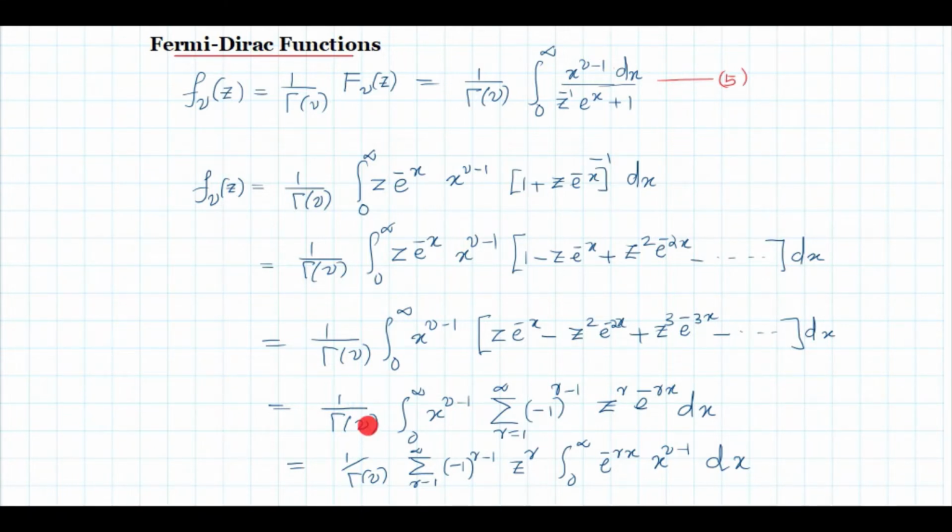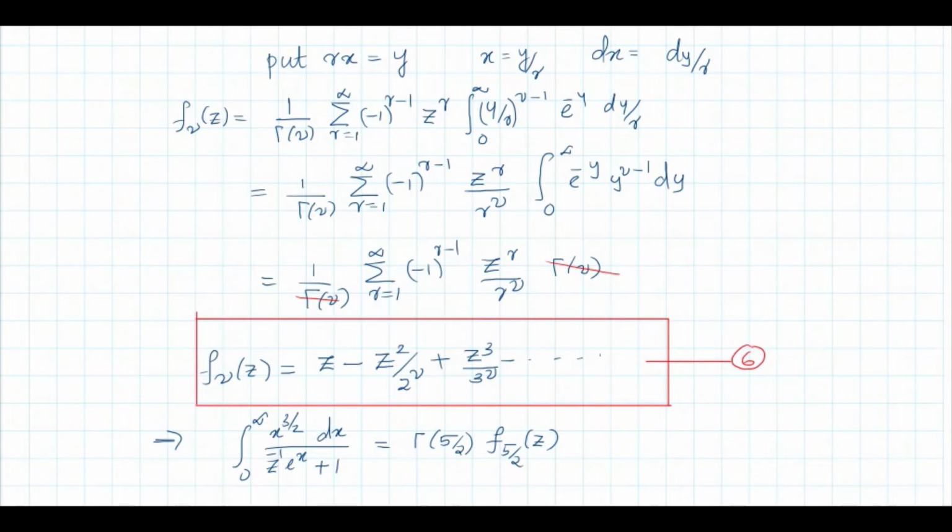So this is 1 by gamma of nu, integral 0 to infinity, x raised to nu minus 1. This I can write as a sum, sigma r equal to 1 to infinity, minus 1 raised to r minus 1, z raised to r, e raised to minus r x dx. I can interchange this integral and summation, then I will get it like this. Now we can convert this integral to a gamma function. So by substituting r x equal to y, x is equal to y by r, dx equal to dy by r. Substituting all those into this integral, we will get integral 0 to infinity, (y by r) raised to nu minus 1, e raised to minus y, dy by r.